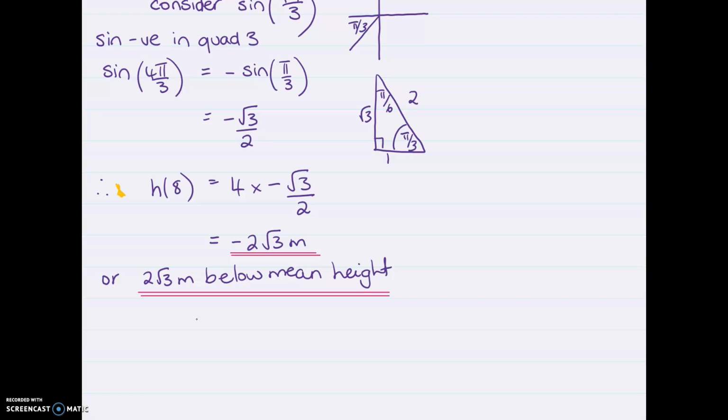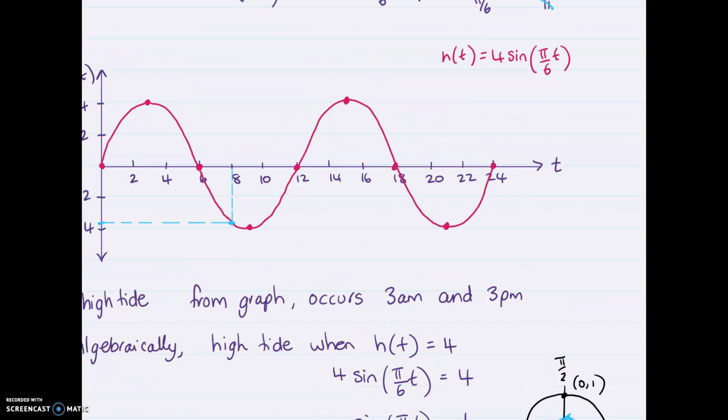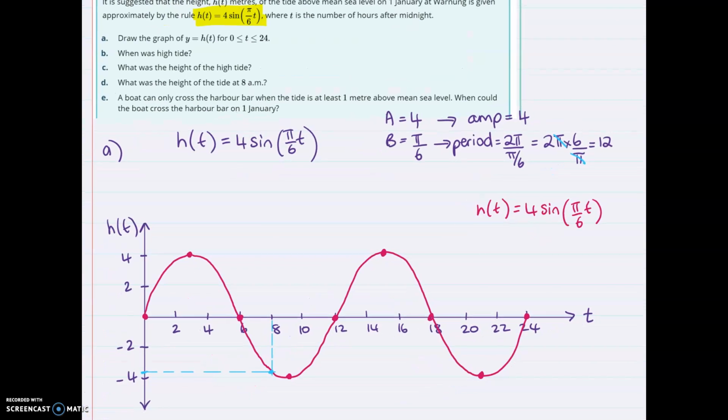There is one last part to this question, and I'm going to put this in a separate video. So if you click on to the next one, it's just asking about when the boat can cross this harbour. We need to have at least a metre of water above mean sea level. So I'll answer that one in the following video.